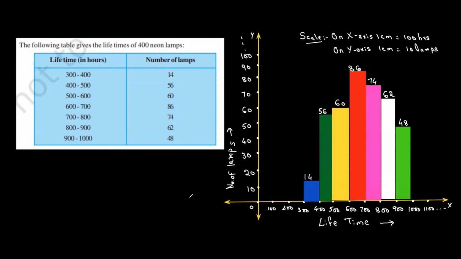So this is the way we can convert the given tabular form or frequency distribution into a histogram. The scale of the histogram depends on the data given. Hope you understood this. Thank you.